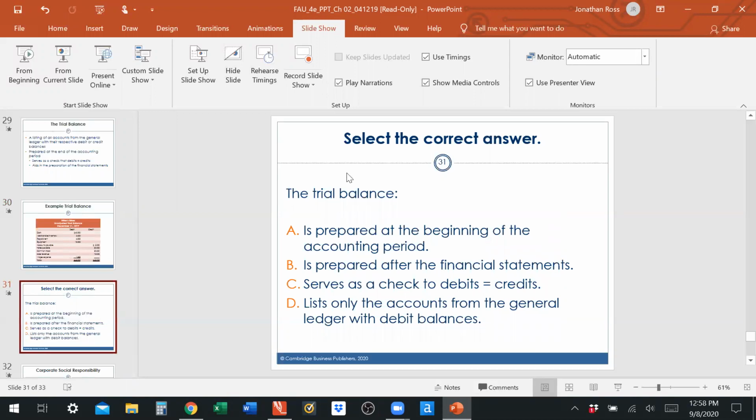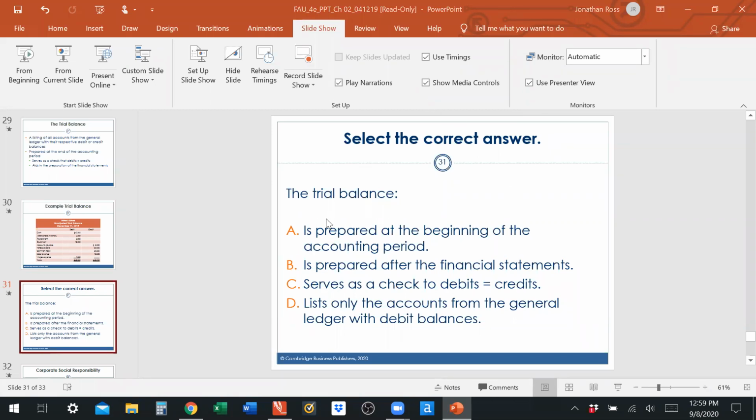So which of these is true? The trial balance: is it prepared at the beginning of the accounting period? Is it prepared after the financial statements? Does it serve as a check that debits equal credits? Does it list only the accounts from the general ledger that have debit ending balances? C, you're right.